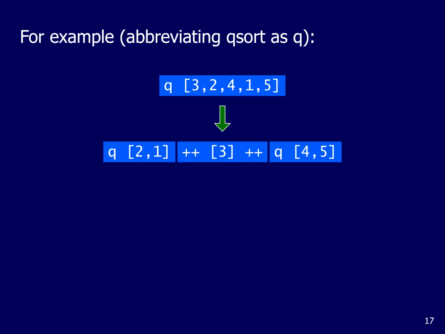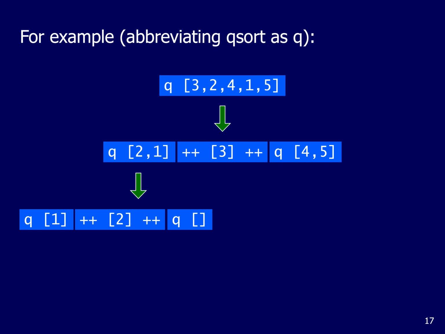So 3 is the first thing in the list, so I'm going to quicksort the values 2 and 1, which are the values smaller than 3. Then I'm going to put the 3 in the middle, and then quicksort the values which are bigger than the first thing, so that's the 4 and the 5. So I've decomposed the problem of quicksorting a list with 5 things in it into quicksorting a list with 2 things and another list with 2 things. And then I just apply the function recursively now.